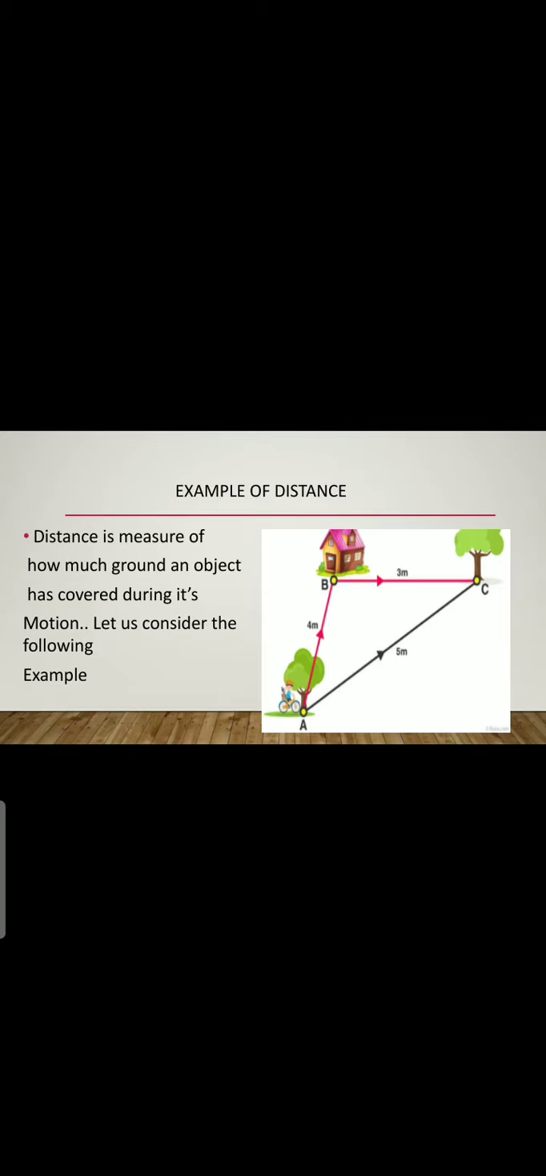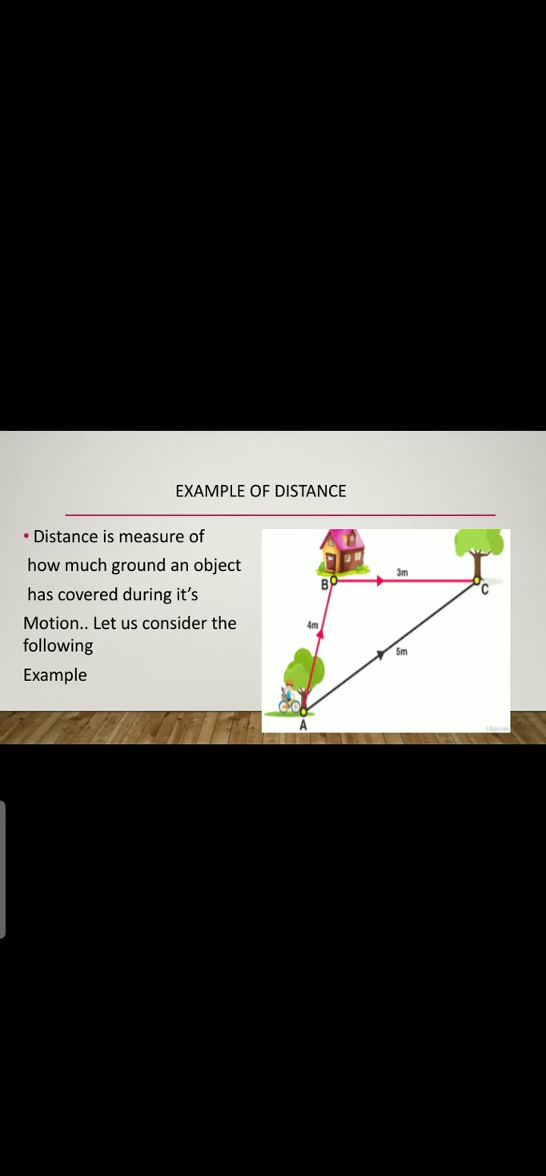The arrowhead must point out in the downward direction. Corrected. From C to A, the cyclist covers a distance of 5 meters. So these are the 3 points. A is the starting point, B is the middle point, and C is again an ending point, and from the ending point the cyclist reaches the starting point again.